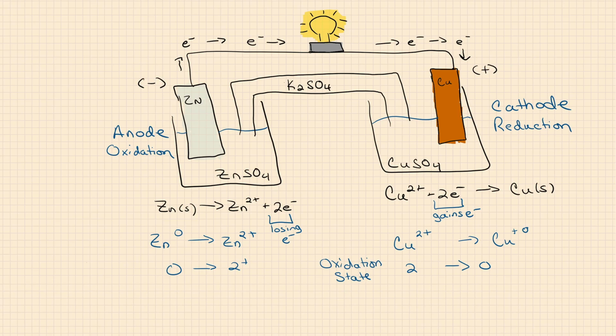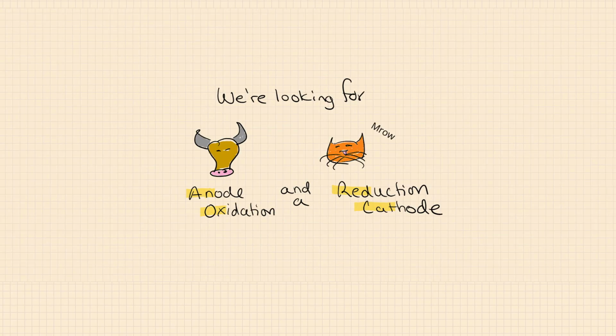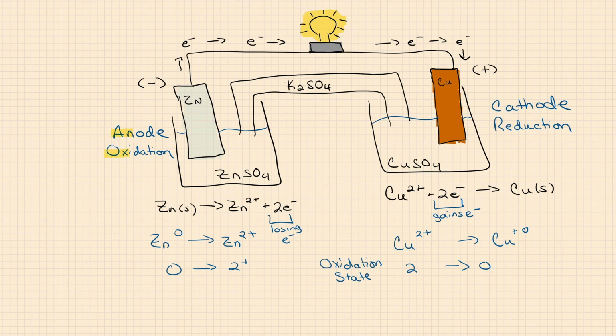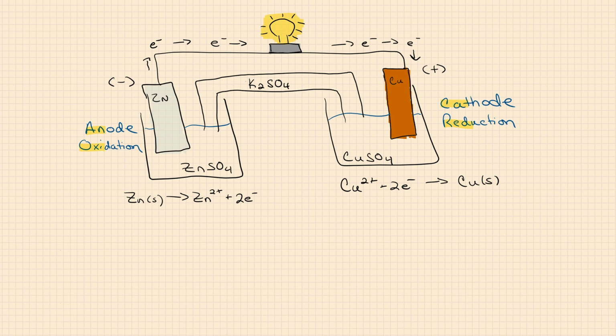And we notice that on our right side, our cathode is our reduction and our anode is our oxidation. And that's always going to be the case. They're always going to be paired together. And the way you can remember that is you're looking for an ox and a red cat. So an anode is always going to be where oxidation occurs, and a cathode is always going to be where reduction occurs.